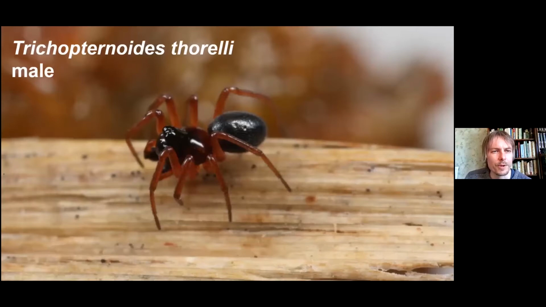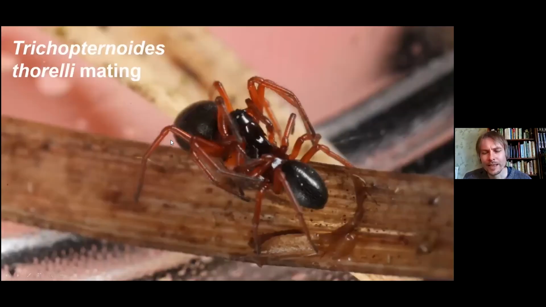Right, Trichopterna thorelli. You can see this is another small money spider with modified heads. Well, what are these modified heads about? Well, they're actually about nuptial feeding in courtship. So here's a pair of money spiders courting. This is the big female on the left, and this is the male with his modified heads.